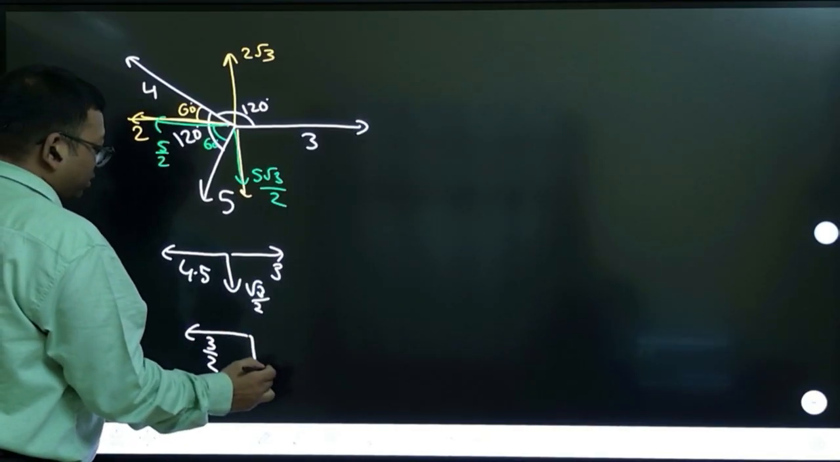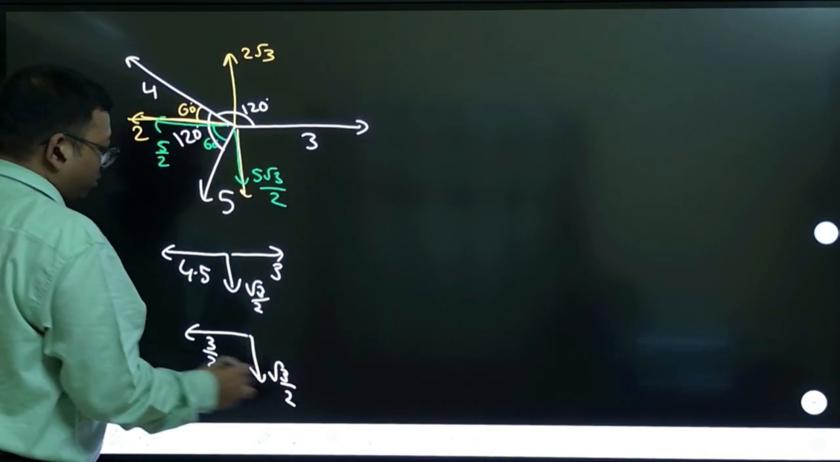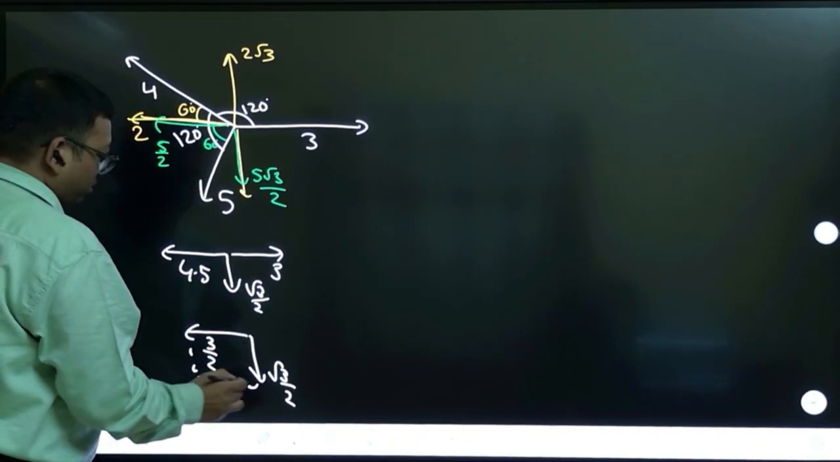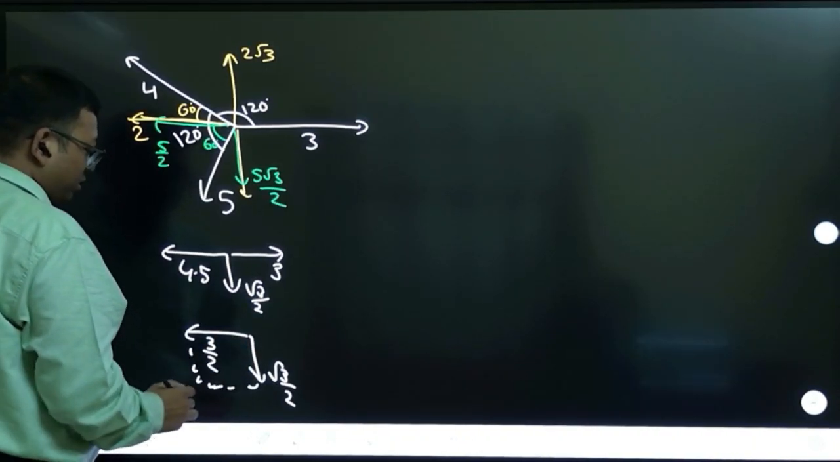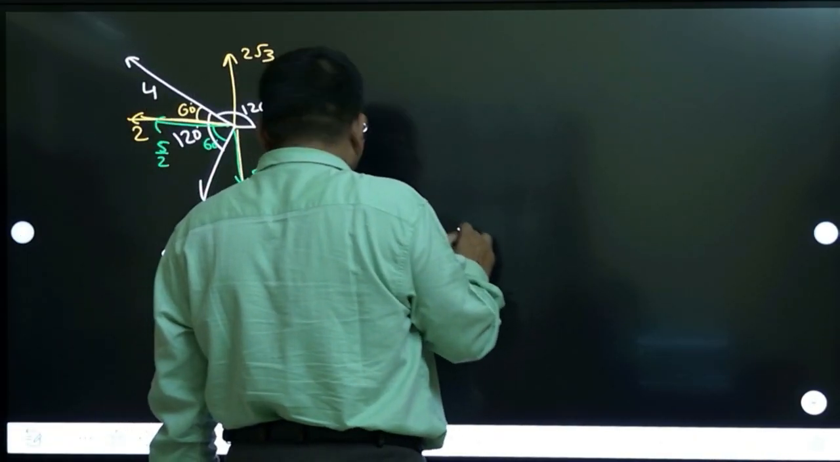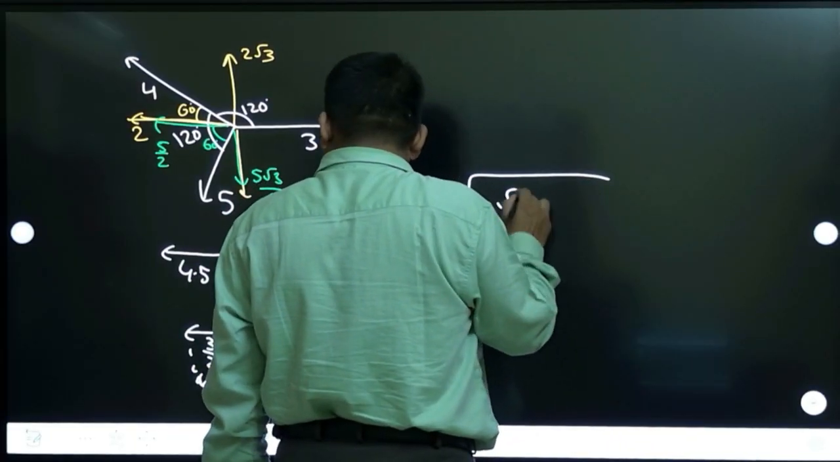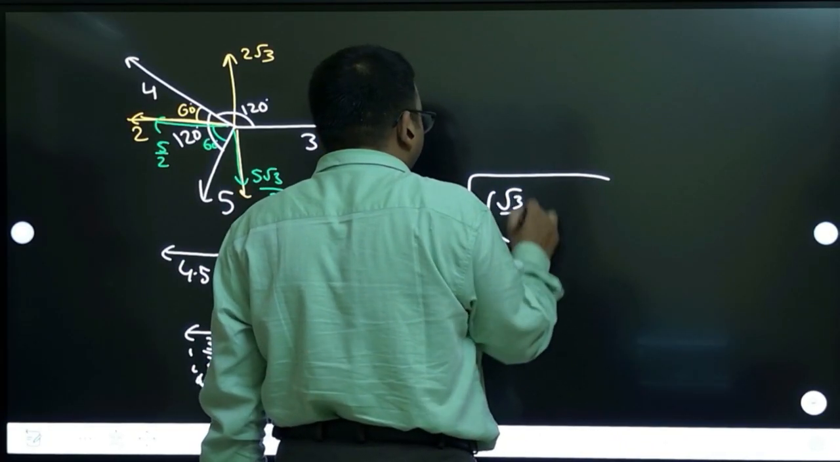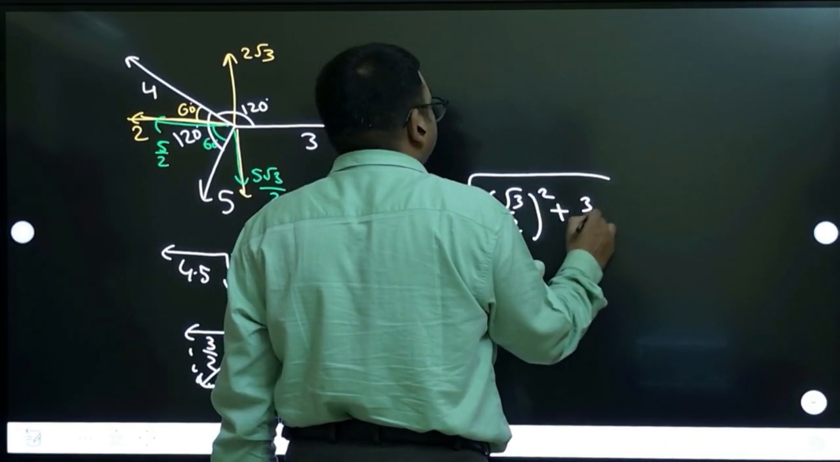And you are getting this as root 3 by 2. Now you solve the resultant of this, right? Resultant is the diagonal of this. So the final resultant amplitude will come as root under (root 3 by 2) whole square plus (3 by 2) whole square.